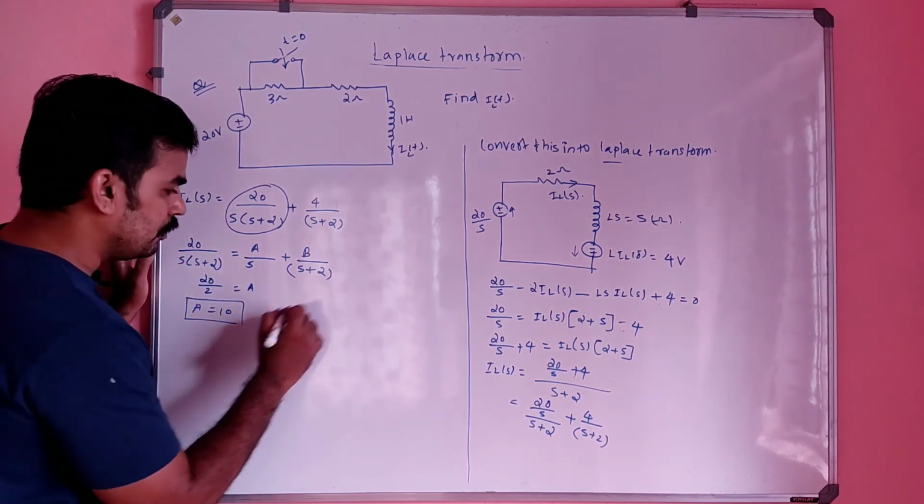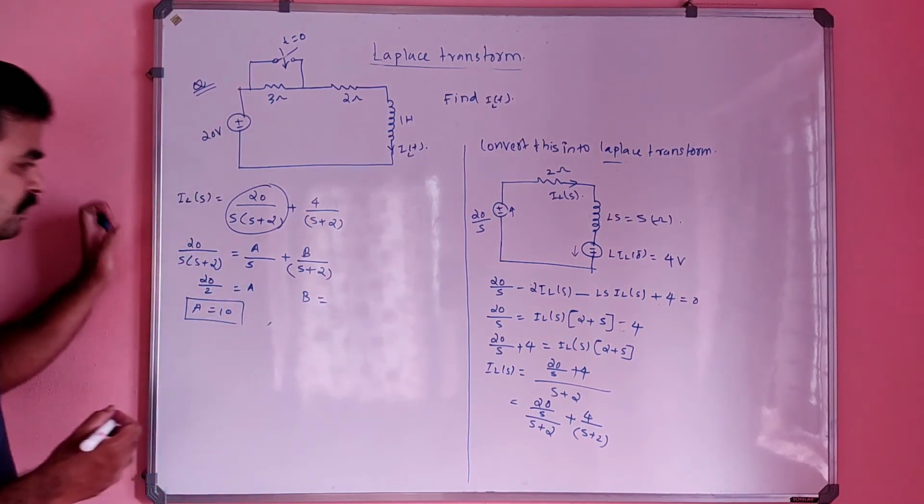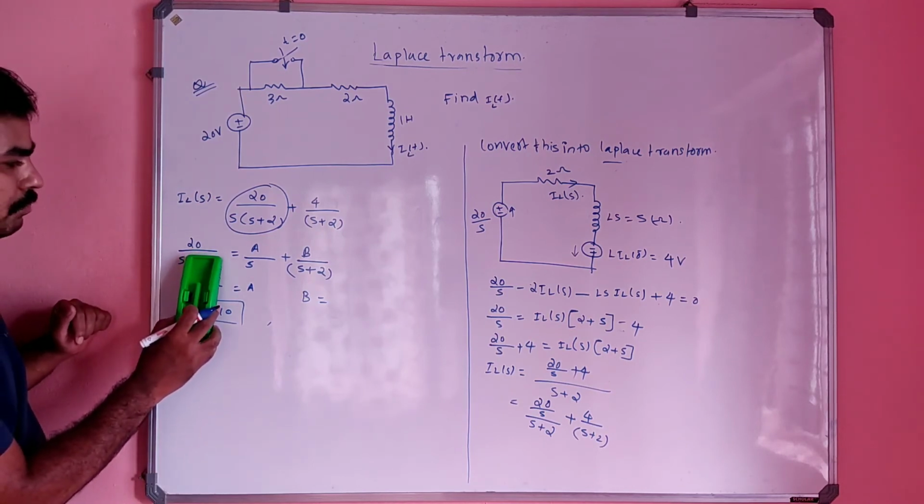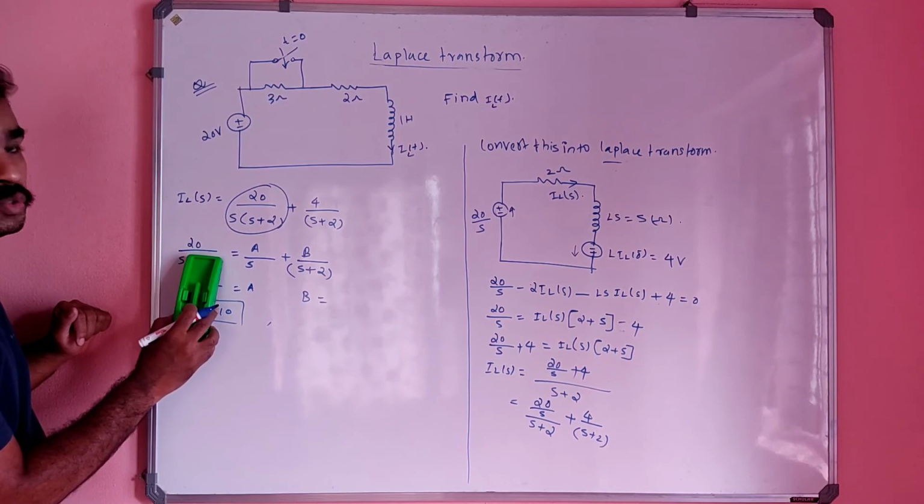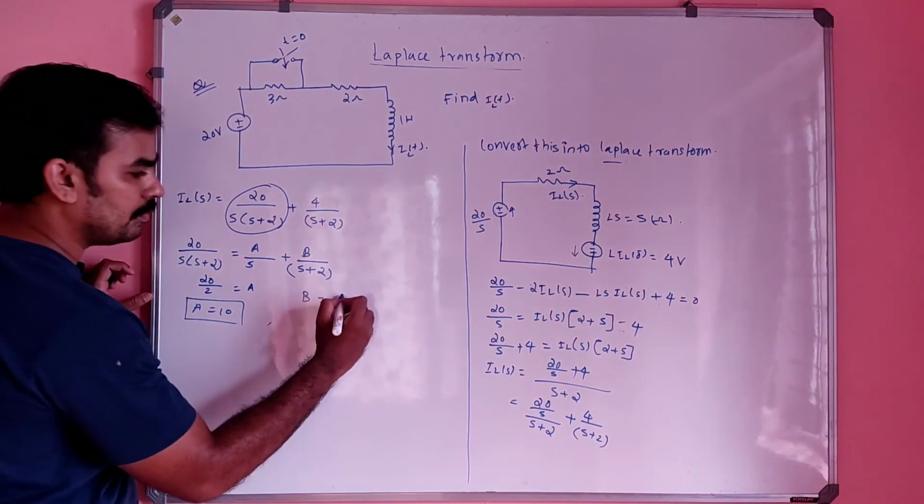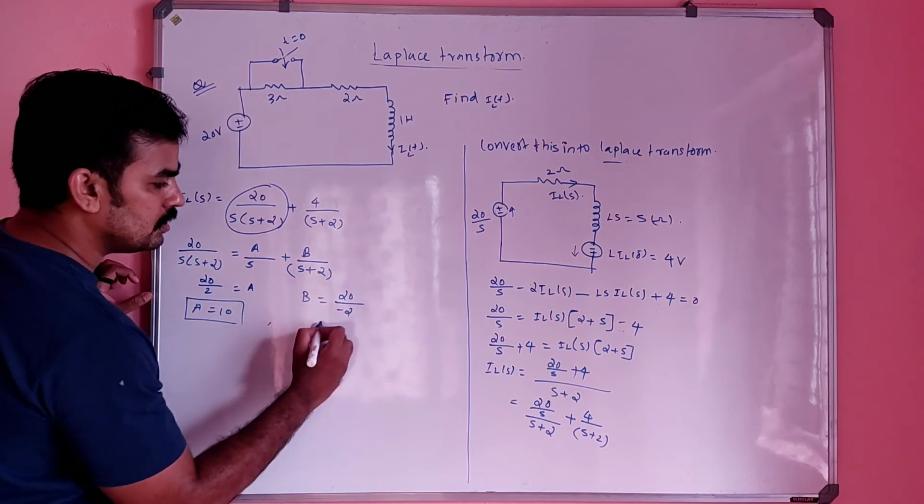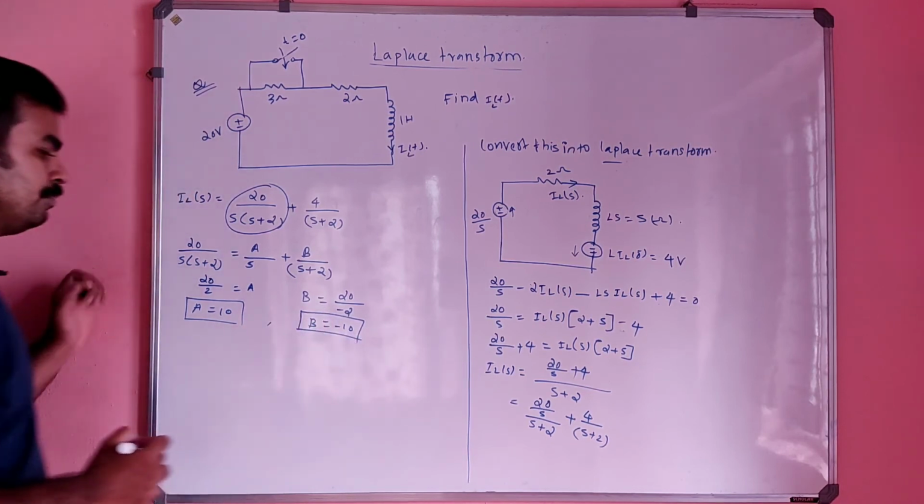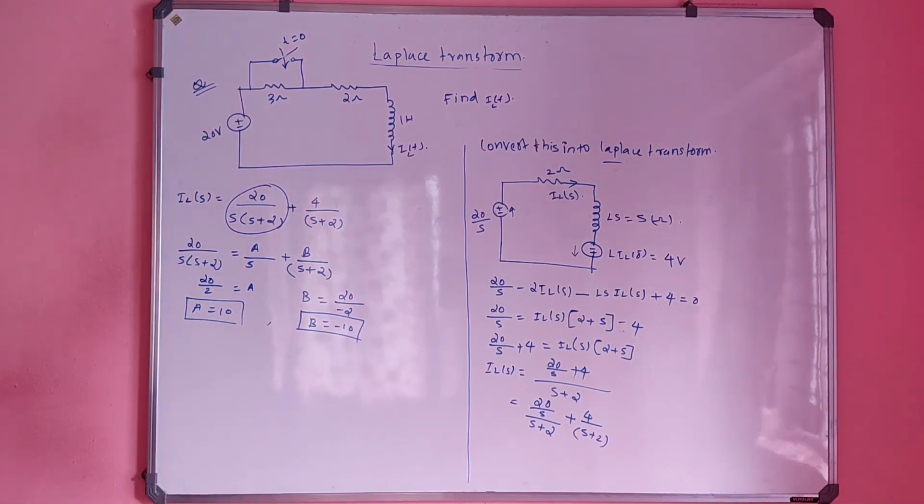And for B, what do you have to do? Cover the section which contains B, which is this term, and put S equal to minus 2 in the remaining section, that is 20 divided by minus 2. It is nothing but minus 10. B is equal to minus 10. Did you get that?